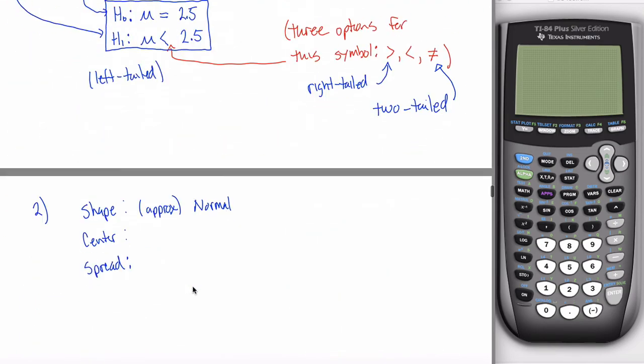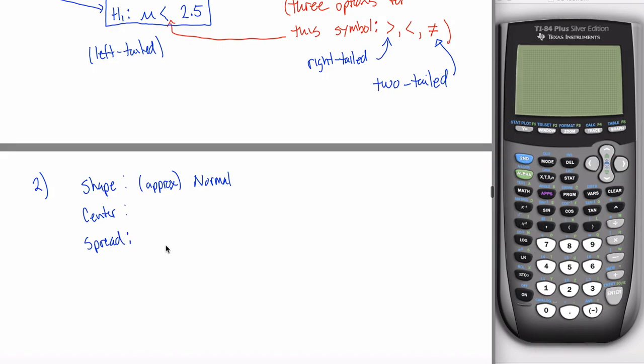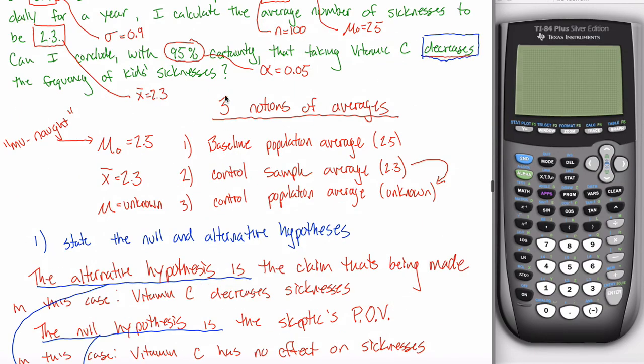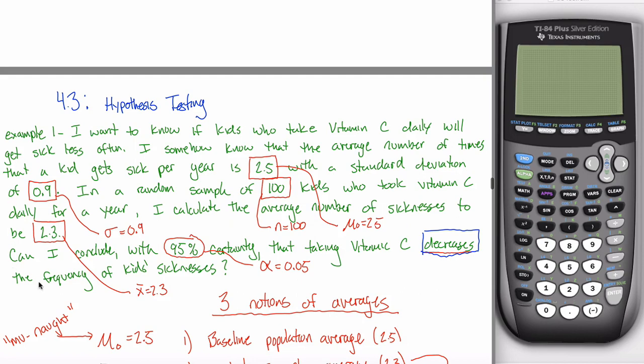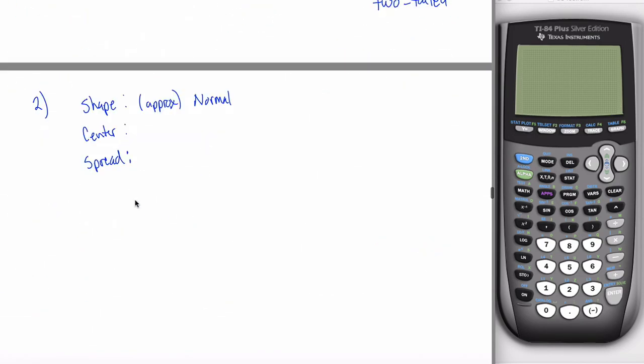So how can you assume that it is? Well, what I'm going to be drawing when I draw my picture down here is the sampling distribution. So the shape of the parent distribution, the shape of one kid's sicknesses, isn't even relevant. The central limit theorem tells me that as long as n is greater than or equal to 30, the sampling distribution is approximately normal. So I'm good. The shape of the sampling distribution that I'm about to draw is approximately normal because n is greater than or equal to 30. That's a consequence of the central limit theorem.